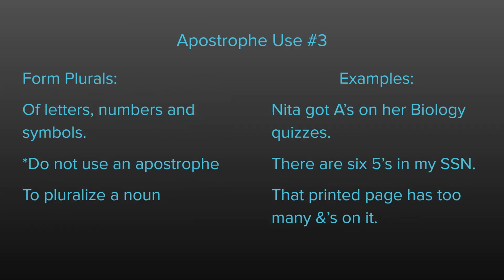The third use of the apostrophe is for forming plurals of letters and symbols. Do not use an apostrophe to pluralize a noun. So for example, Nita got A's on her biology quizzes. There are six 5s in my SSN. That printed page has too many ands on it.